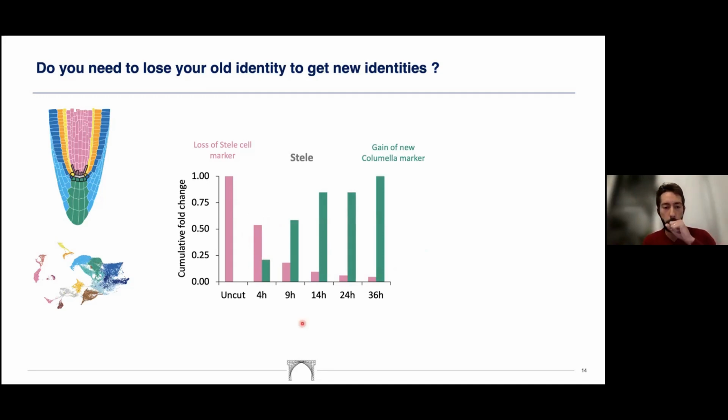We were wondering, what if we try to block this loss of old identity? What if we artificially maintain this old identity and force it to remain? The hypothesis was that you lose your identity very fast by closing the chromatin. So we investigated: what if we avoid this chromatin closure, is it going to work the same way?